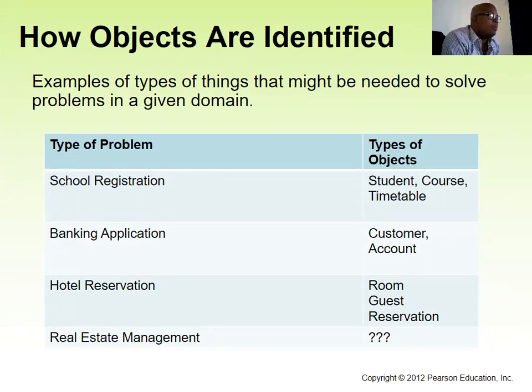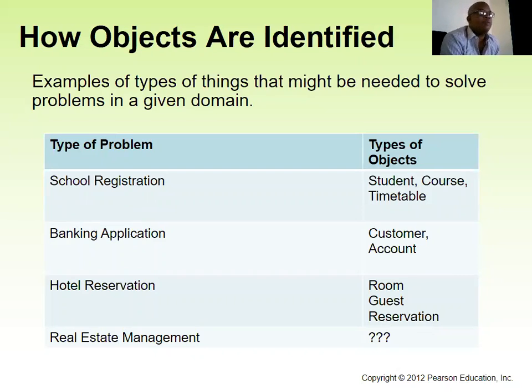If you were to be building an example application to do, say, school registration, all right? Some of the things that we might identify as objects within that domain would be like the student or the course or a timetable, yes? If we were to think about a hotel reservation, Kevin, are you there? Yes. Okay, I just saw your video go. Room request, room, guest reservation, and so on may be examples of objects.